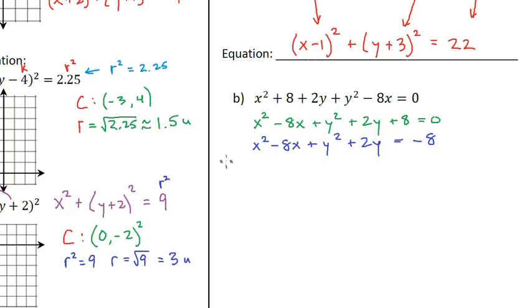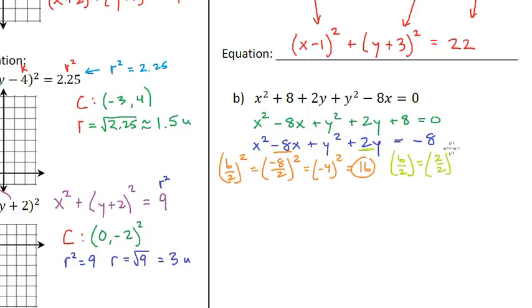All right, let's find our b over 2 squared for our x values. b is negative 8. Negative 8 over 2 is negative 4. Negative 4 times negative 4 is 16. There's our first one. And then for our y values, b over 2, our b value for the y, let me go ahead and underline that so we can see it, is actually positive 2. So we've got positive 2 over 2, which is 1 squared, which is equal to positive 1.